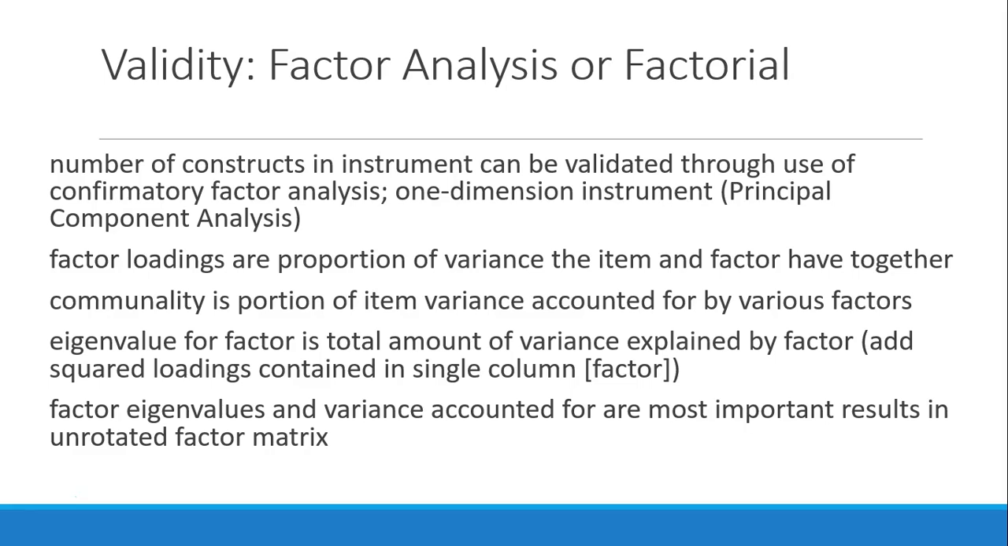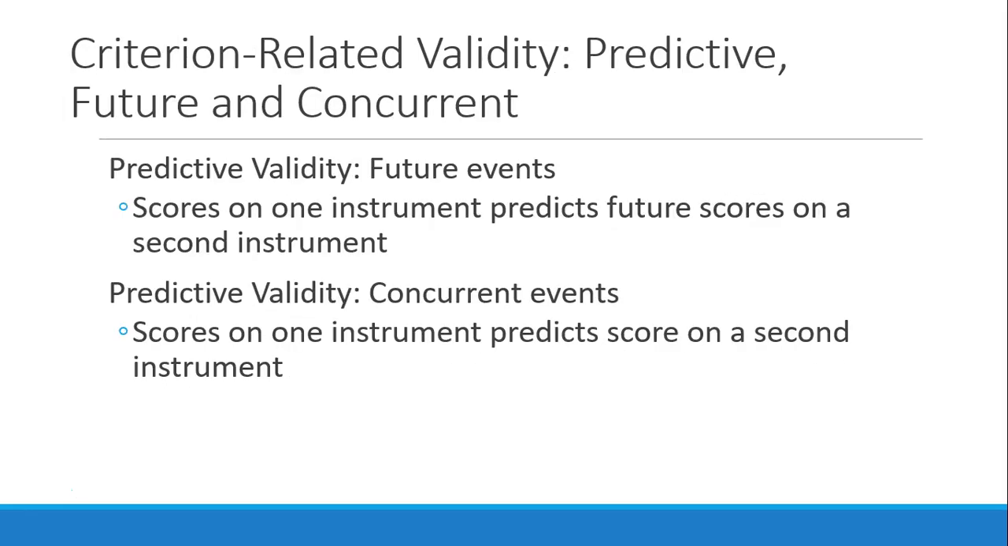So factorial validity is really important. You can do principal components analysis if you have a one-dimension instrument, or basically factor analysis if you have more than one subscale. So you look at the factor loadings, you look at the communality, and actually the eigenvalues are very important and can be visually represented on a scree plot. So these are really very important in relation to an unrotated factor matrix.